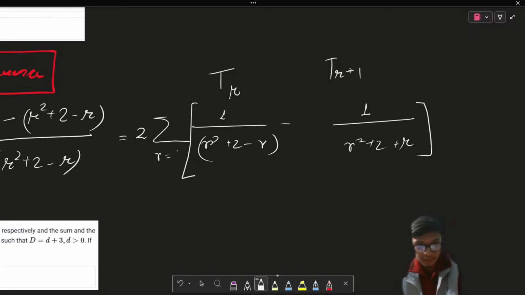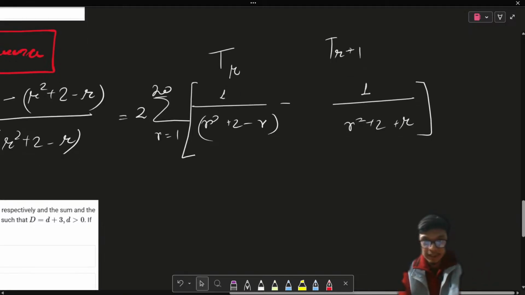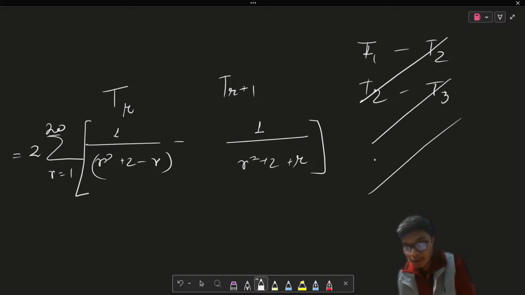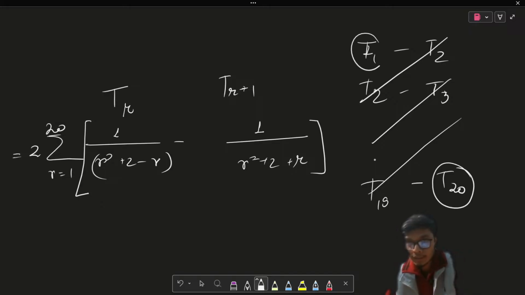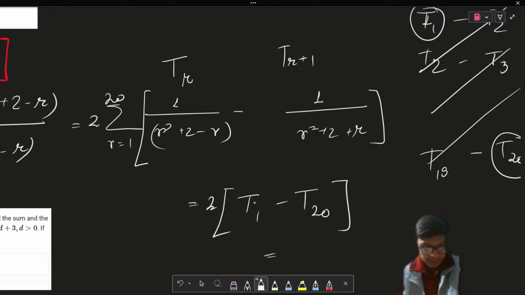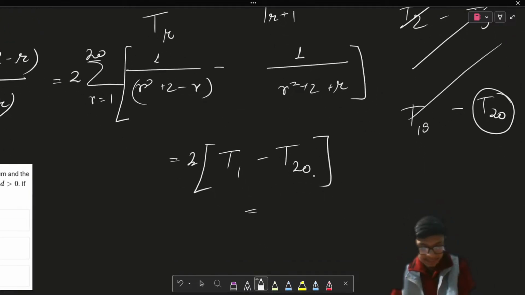Now since we have to find the summation for r going from 1 to 20, we have to take the sum of the first 20 terms. If I write the first term t1, and this is t2, similarly t2, t3, you can see these terms are going to get cancelled out. Ultimately t19 will also cancel out, and we will be left with only t20. So t1 and t20 will be left, so the result is going to be 2 times t1 minus t20.